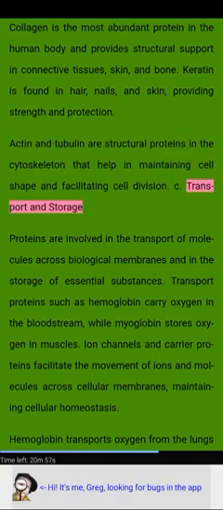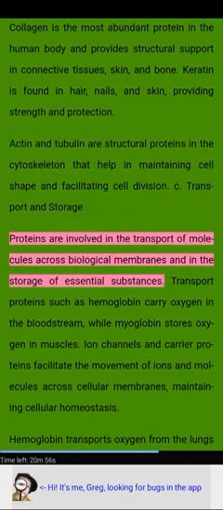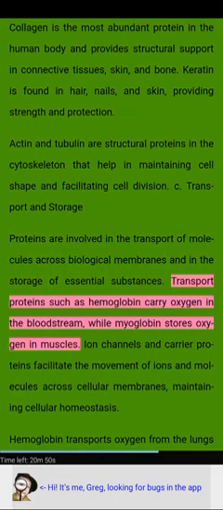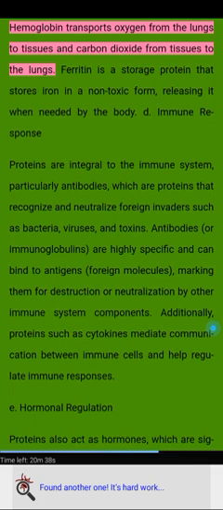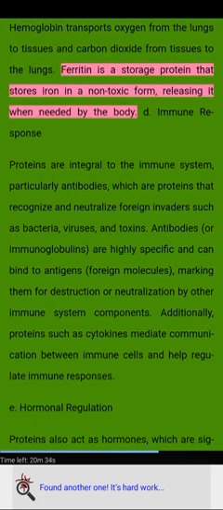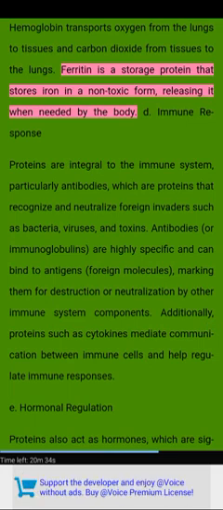C. Transport and storage. Proteins are involved in the transport of molecules across biological membranes and in the storage of essential substances. Transport proteins such as hemoglobin carry oxygen in the bloodstream, while myoglobin stores oxygen in muscles. Ion channels and carrier proteins facilitate the movement of ions and molecules across cellular membranes, maintaining cellular homeostasis. Hemoglobin transports oxygen from the lungs to tissues and carbon dioxide from tissues to the lungs. Ferritin is a storage protein that stores iron in a non-toxic form, releasing it when needed by the body.